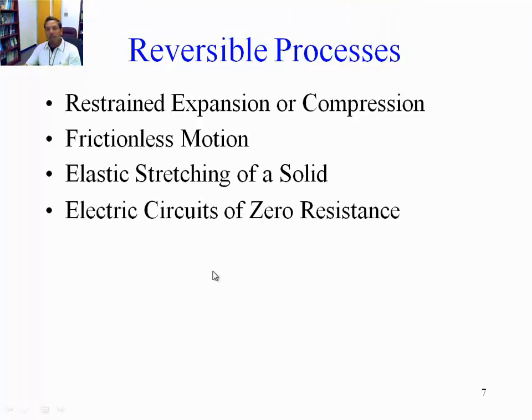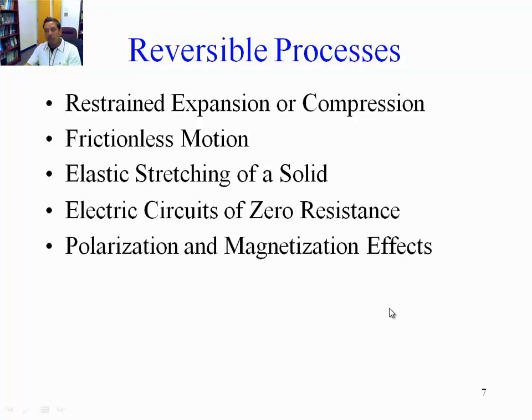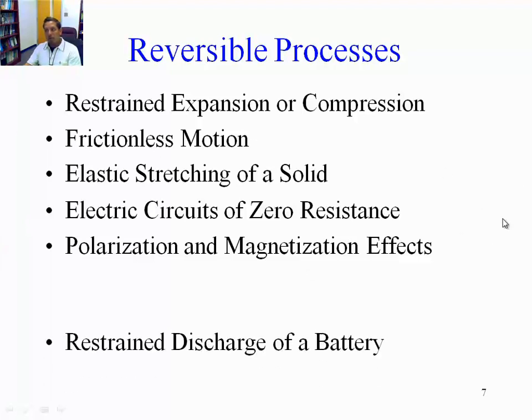If you have an electric circuit with zero resistance, we know that the imposition of a resistance in an electric circuit is going to lead to heat dissipation. And the heat dissipation, if it's uncontrolled, is something that is not reversible. It means that you cannot take that energy in the form of heat, put it back into the resistor, and create the current that passed through it. It simply cannot be reversed. Polarization and magnetization effects are also a typical example of reversible processes.